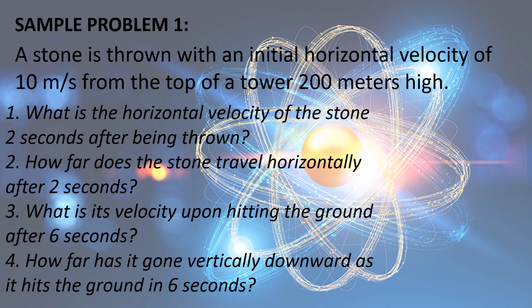So I have here sample problem 1. A stone is thrown with an initial horizontal velocity of 10 meters per second from the top of a tower 200 meters high. First question, what is the horizontal velocity of the stone 2 seconds after being thrown? How far does the stone travel horizontally after 2 seconds? What is its velocity upon hitting the ground after 6 seconds? How far has it gone vertically downward as it hits the ground in 6 seconds?